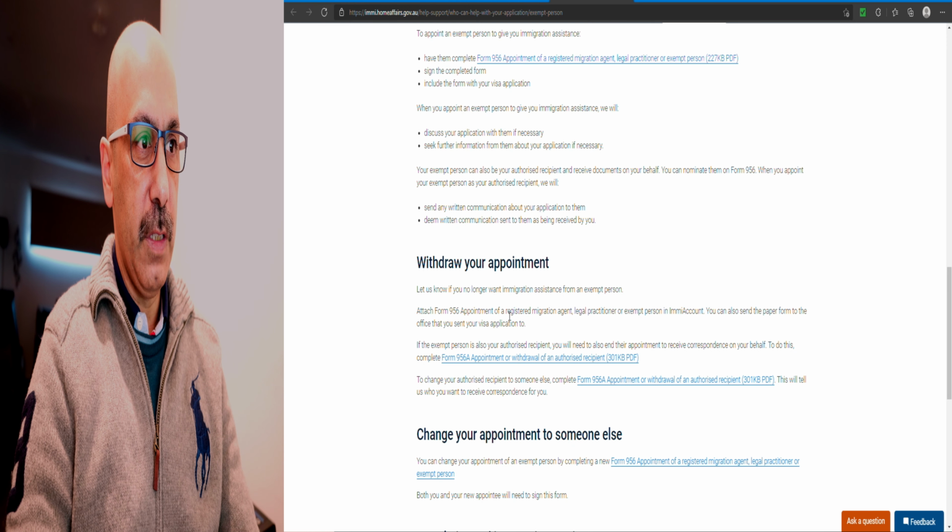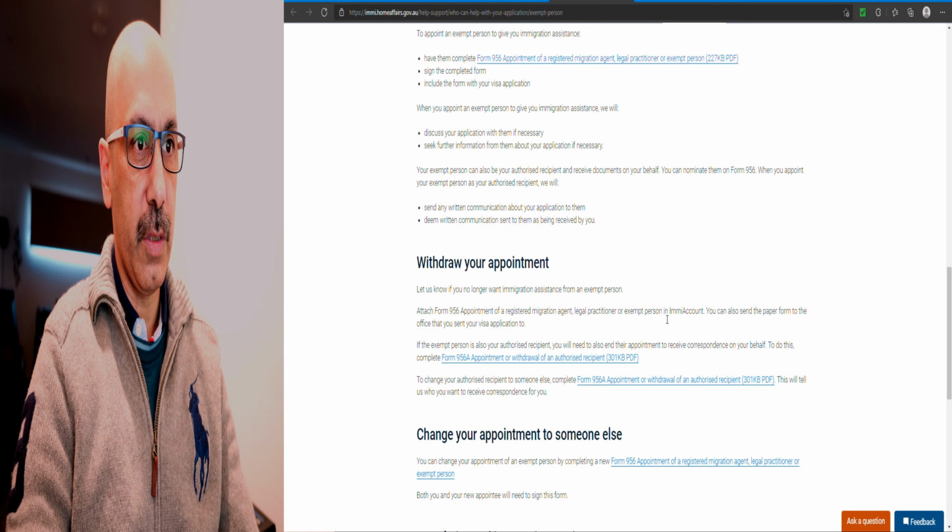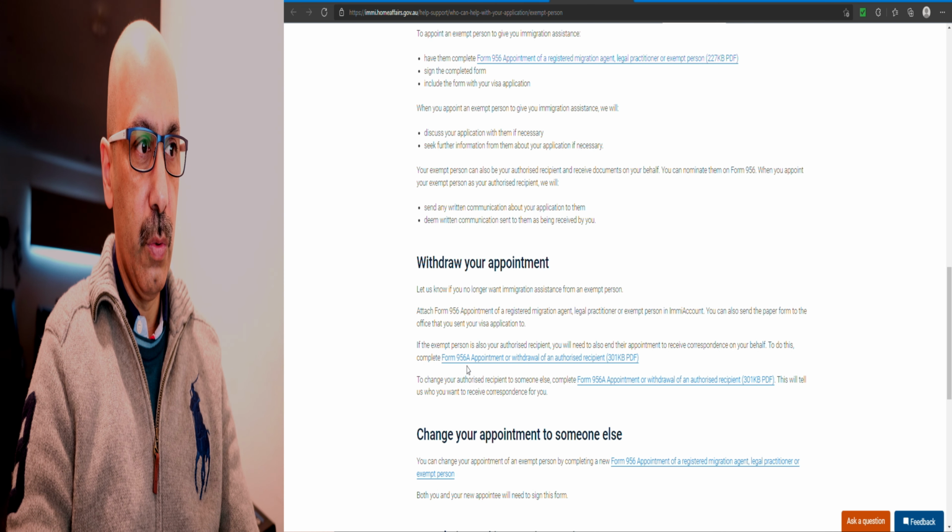Attach Form 956 Appointment of Registered Migration Agent, Legal Practitioner or Exempt Person in your IMI account. You can also send the paper form to the office that you sent your visa application to. If the exempt person is also your authorized recipient, you will need to also end their appointment to receive correspondence on your behalf. To do this, complete this form. To change your authorized recipient to someone else, complete this form.